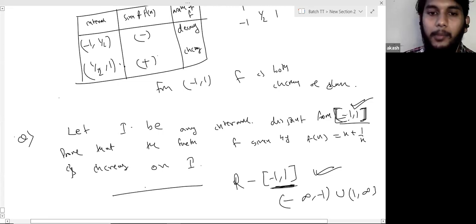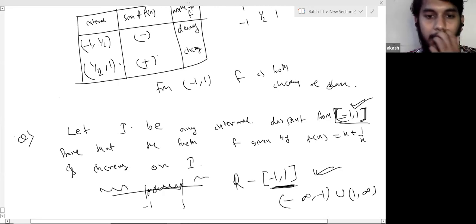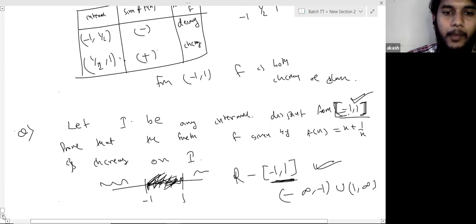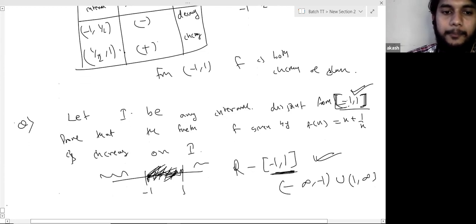So the number line will be, this will be minus 1, 1. Don't take this part. Everything else, critical points you can plot. Just forget this part, they are saying this thing. Please try to solve this.